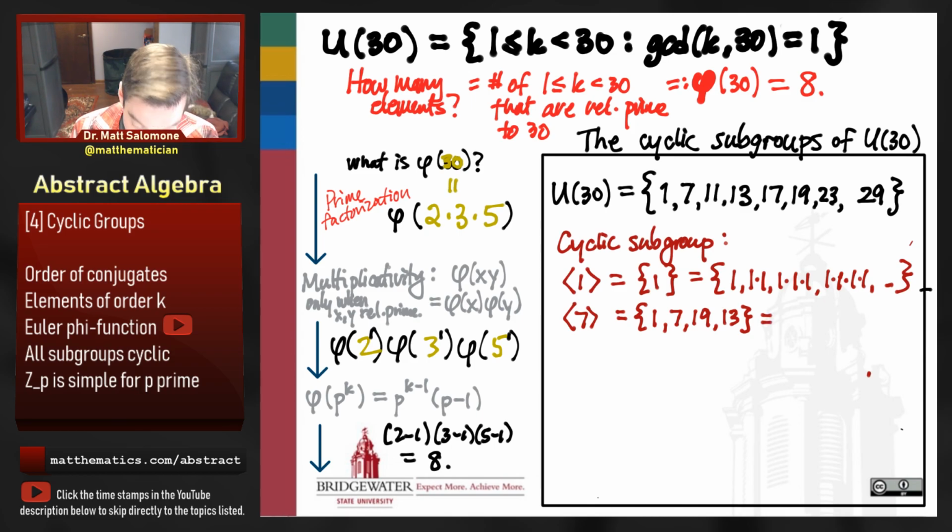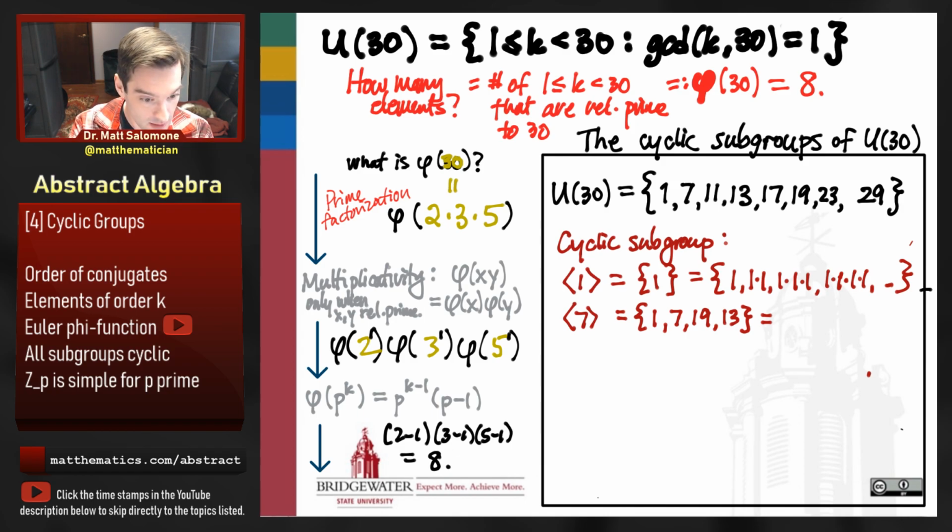So the cyclic subgroup generated by 7 has these 4 elements in it. And it turns out, remember, the cyclic subgroup generated by any element is also the same thing as the cyclic subgroup generated by its inverse. We proved that in class just yesterday. And so whatever the inverse of 7 is, mod 30, it will also be a generator for this 4-element cyclic subgroup. So what is the inverse of 7?